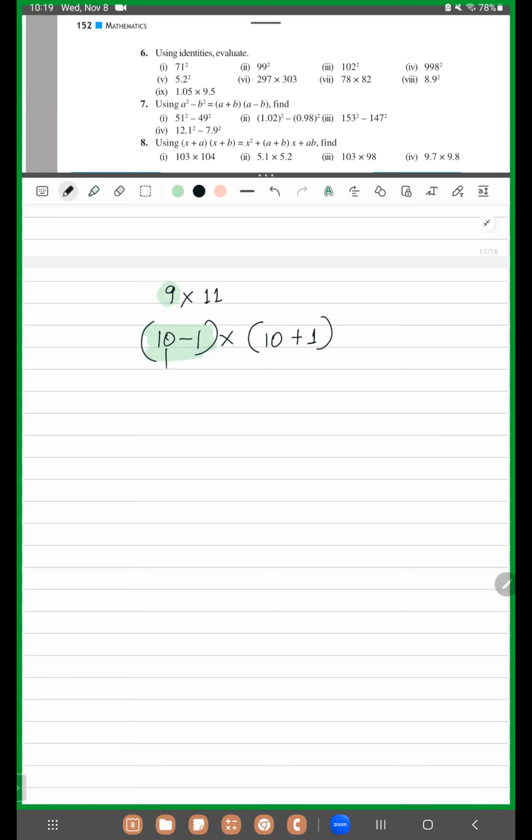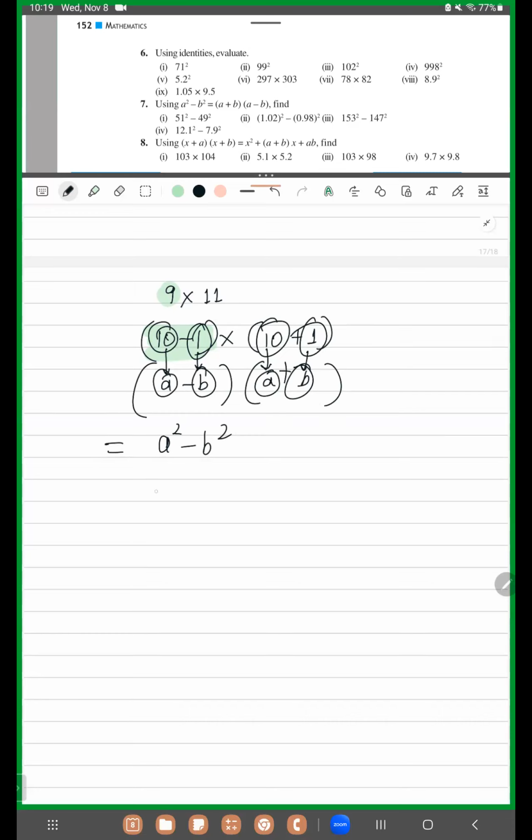So this is the same as A minus B, A plus B. Here your A is 10 and B is 1. So what is A minus B multiplied by A plus B equal to? It is equal to A square minus B square. Now A square: what is A? 10. So 10 square minus B square, B is 1. So you get 100 minus 1, which is equal to 99, which is in fact what this is equal to.